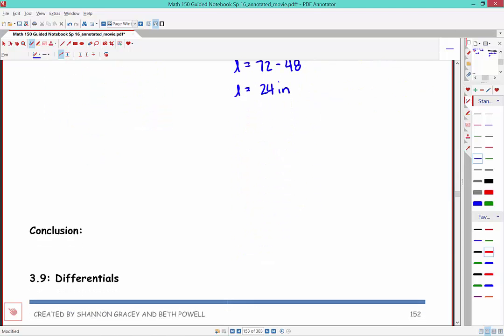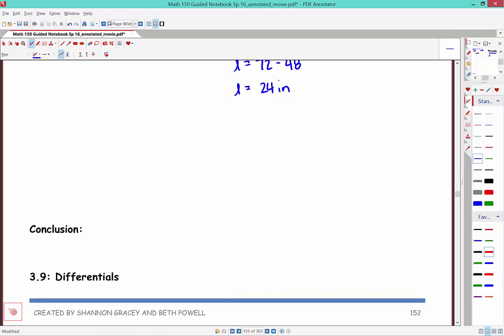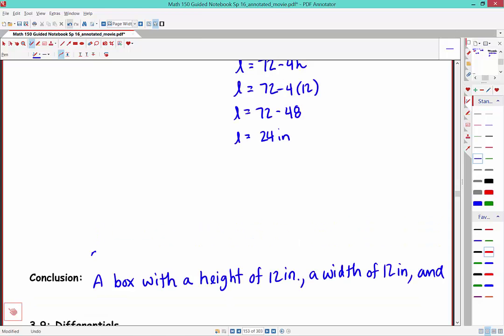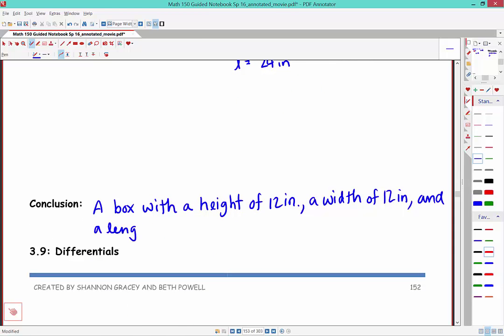So our conclusion is a box with a height of 12 inches, a width of 12 inches, and a length of 24 inches yields the maximum volume.